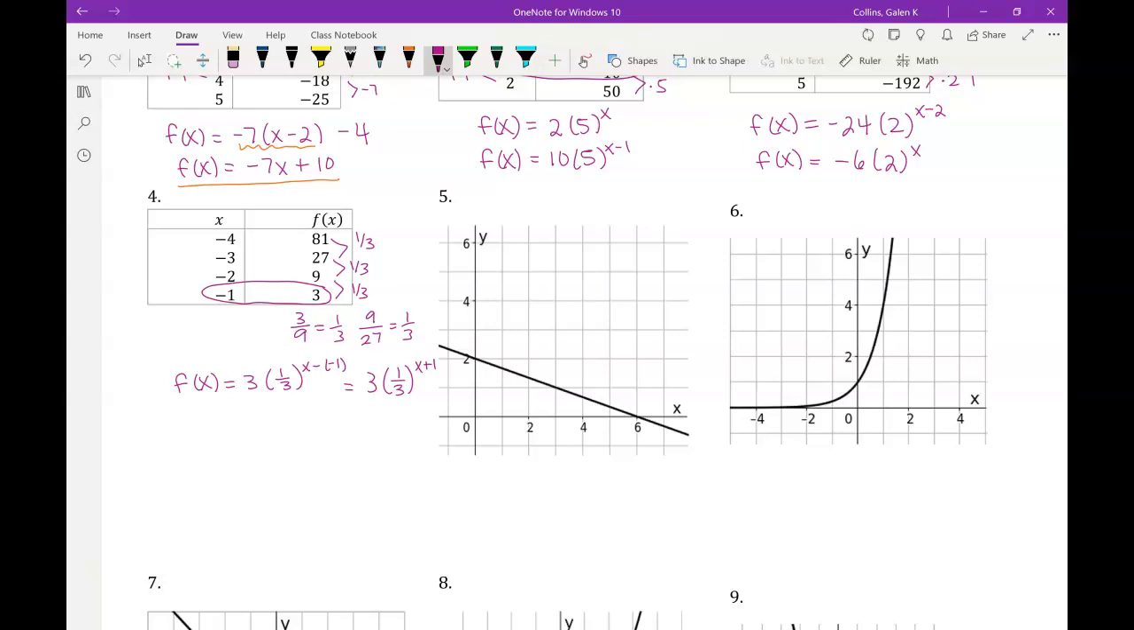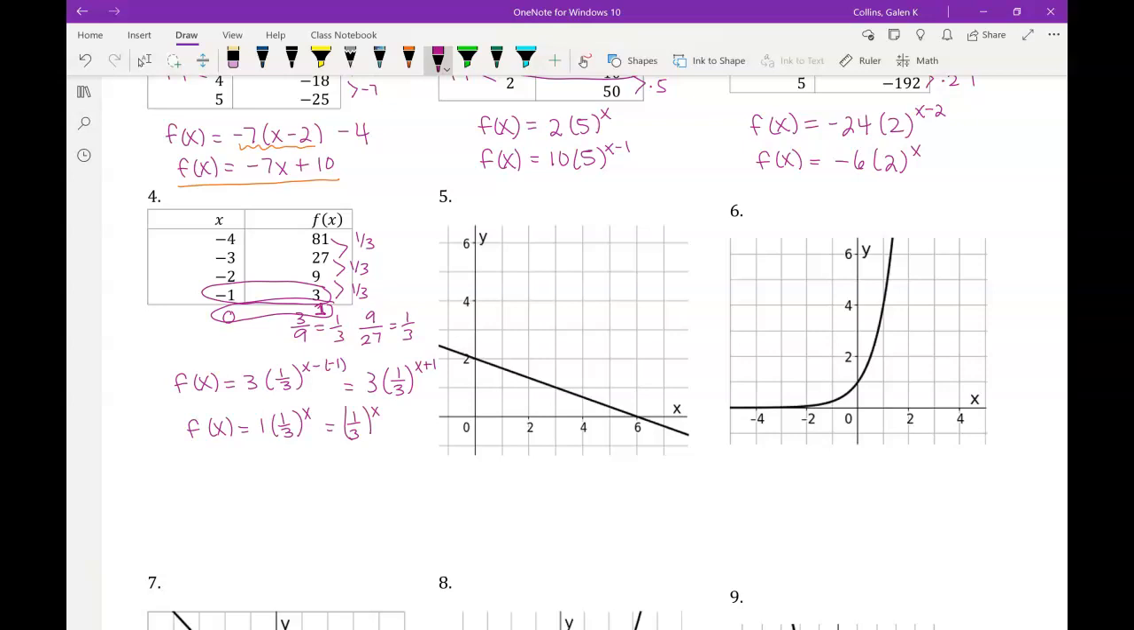But if I want to just continue my table out one more number where x is 0, and if I multiply 3 by 1/3, sorry, I'm going to go back and erase this so I have space. Oh, maybe not. It won't let me. If I do that though, 3 times 1/3 would be the number 1. So like my y-intercept would be the point 0, 1. So I could also just write f of x equals 1 times 1/3 to the power of x. And that's the same as just 1/3 to the power of x.